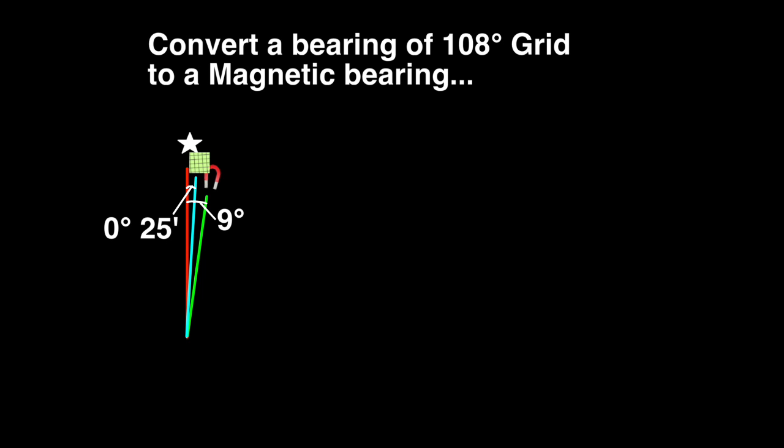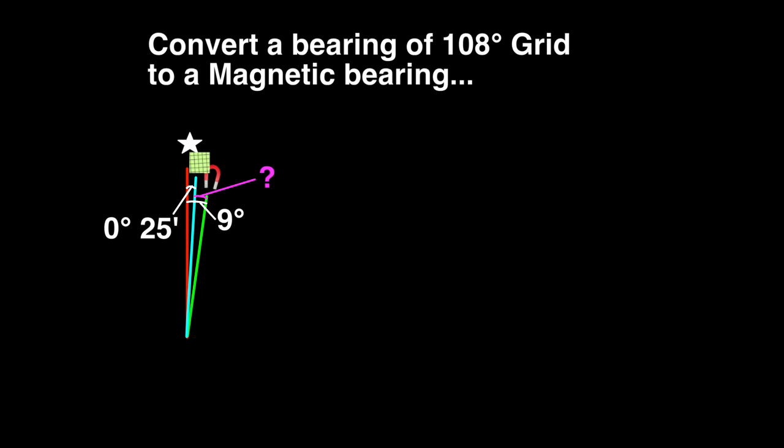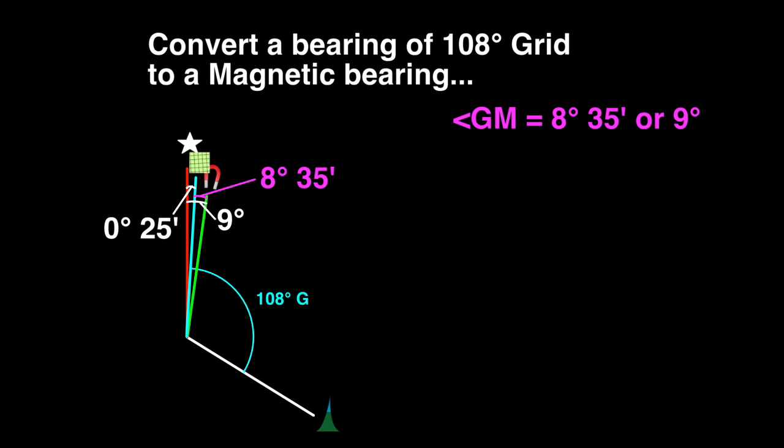Problem 3. Convert a bearing of 108 degrees grid to a magnetic bearing. Magnetic north is 9 degrees east of true north. Grid north is 25 minutes east of true north. The angle between grid north and magnetic north is the 9 degrees from magnetic to true, less the 25 minutes from true to grid. That would be 8 degrees 35 minutes, which will round up to 9 degrees.